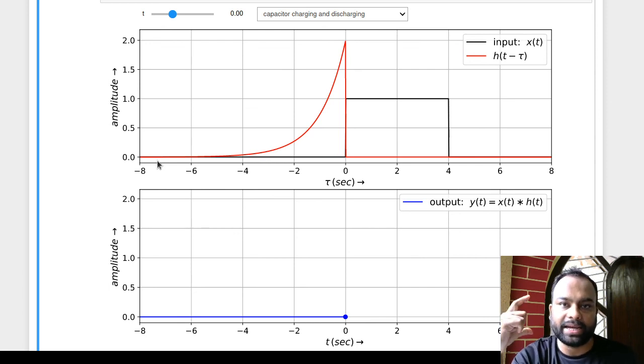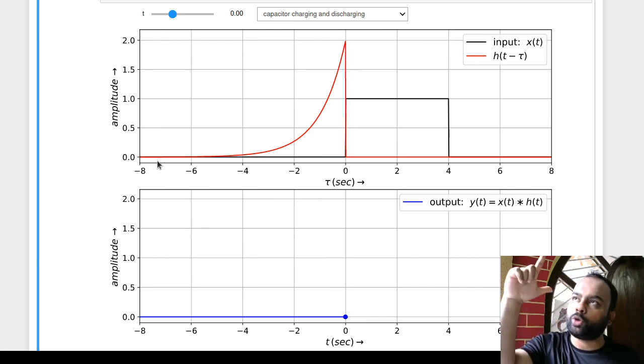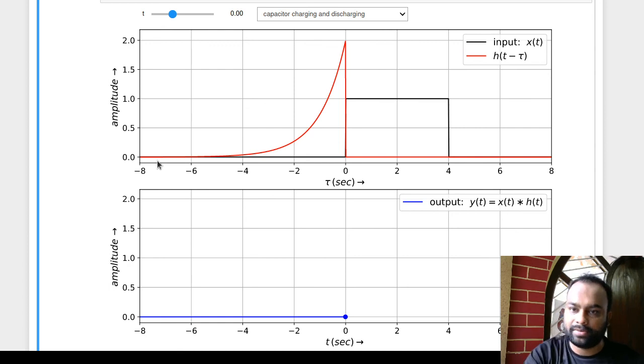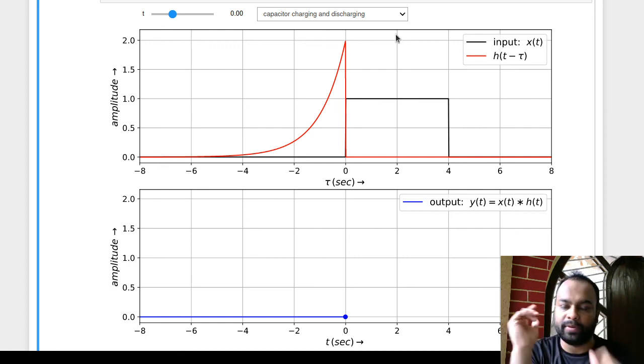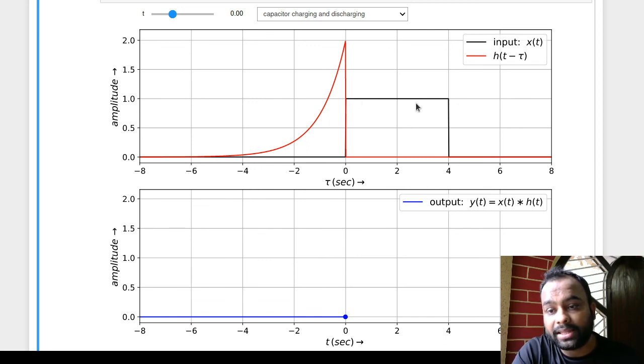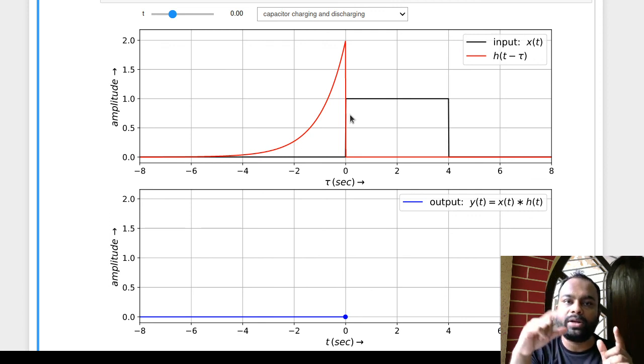When a series RC circuit is excited with an impulse, the charge automatically rises up and then the charge depletes. So that is what it is, right? Again, it is a time-flipped version, and this is an input. So we are now trying to figure out what the response would be if the input, instead of being an impulse, is a square pulse.